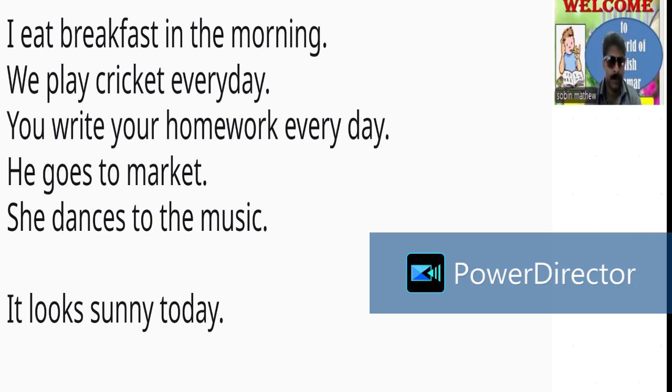Siddharth, please read the formula for third person plural with an example from your notebook. Siddharth reads the formula with an example from the notebook. Third person plural, they: they plus base verb plus object. Example, they walk to school every day.